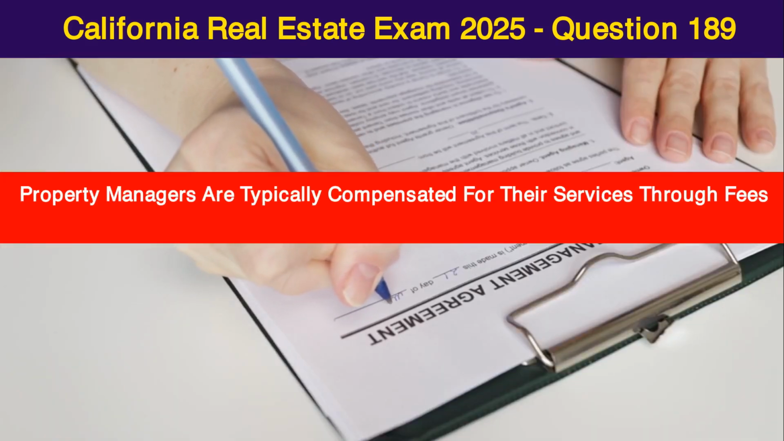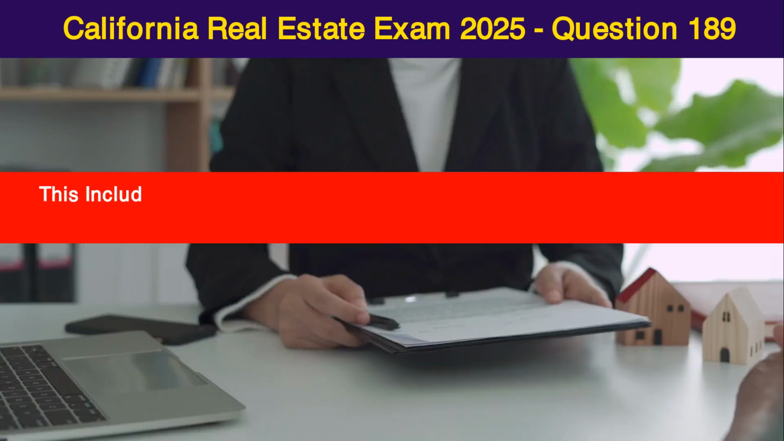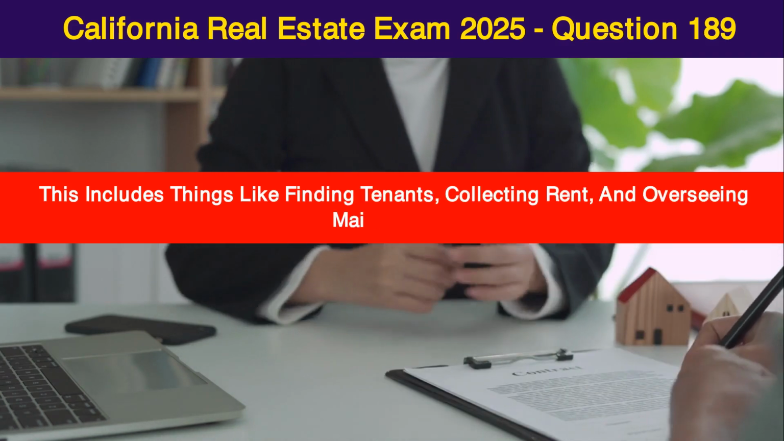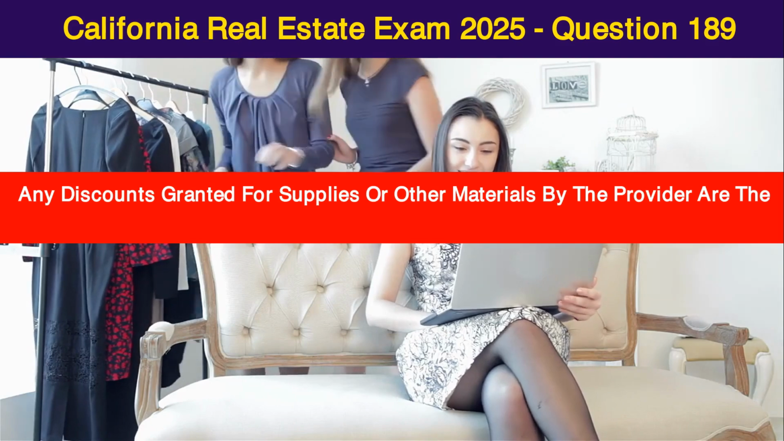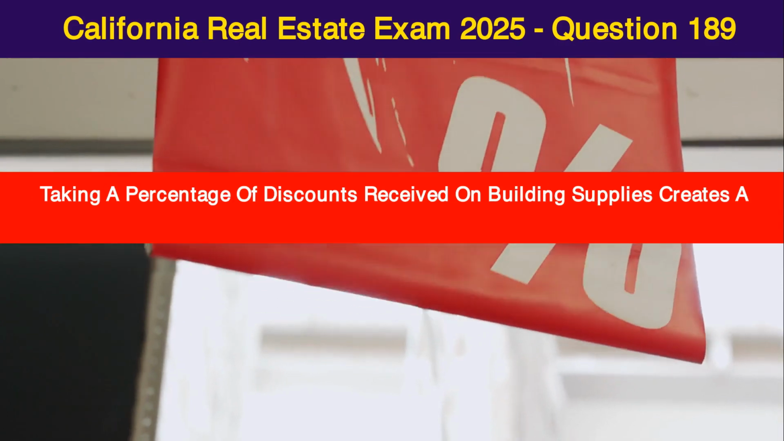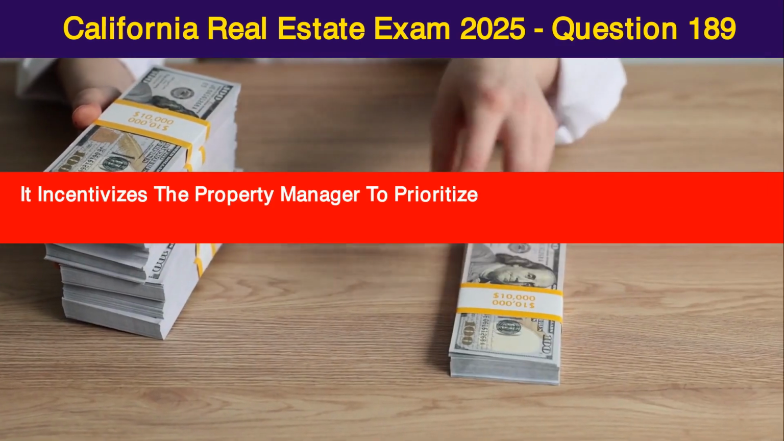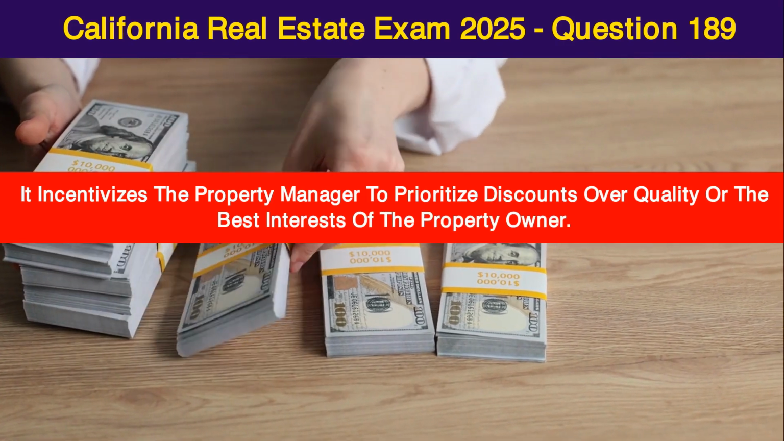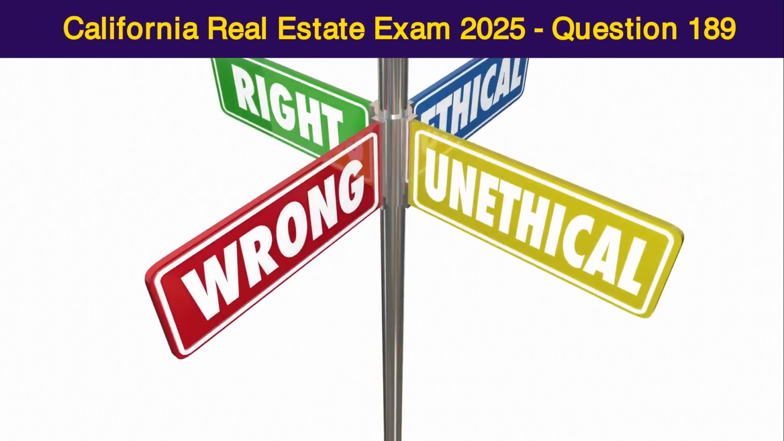Property managers are typically compensated for their services through fees related to their management activities. This includes things like finding tenants, collecting rent, and overseeing maintenance. Any discounts granted for supplies or other materials belong to the owner of the property. Taking a percentage of discounts received on building supplies creates a conflict of interest. It incentivizes the property manager to prioritize discounts over quality or the best interests of the property owner. This is considered unethical and potentially illegal.